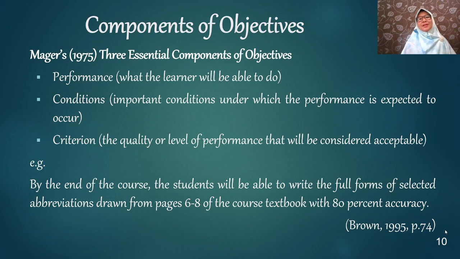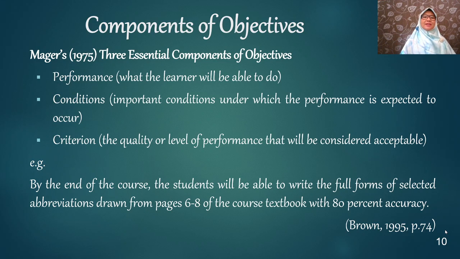Now, before developing the objectives, we should know the components of objectives themselves. From Mager in 1975, there are three essential components of objectives. The first is performance, the second conditions, and the third criterion. Performance relates to what the learner will be able to do. Conditions refers to the important conditions under which the performance is expected to occur. And the criterion refers to the quality or level of performance that will be considered acceptable.